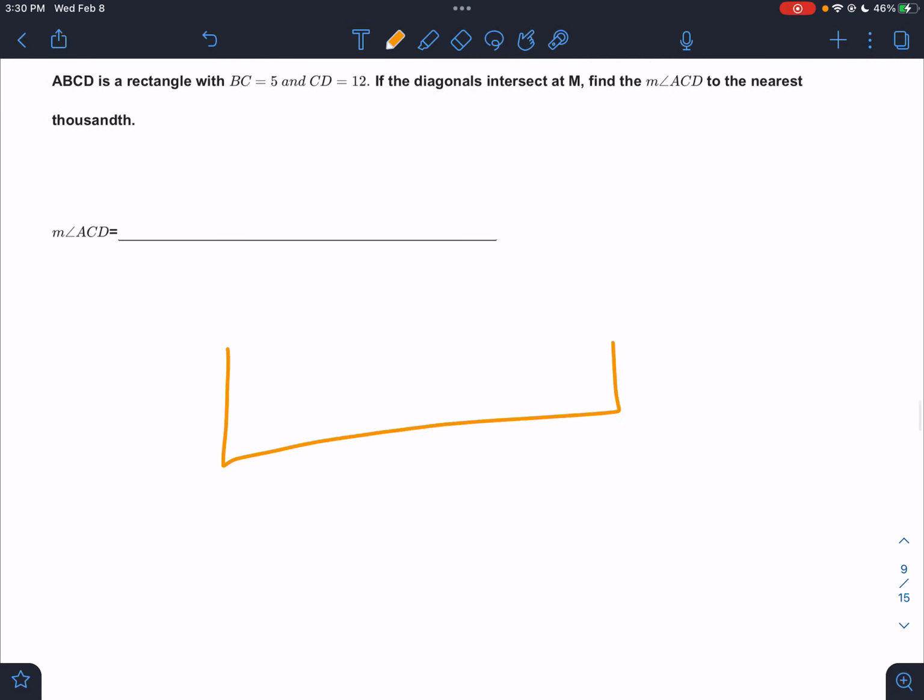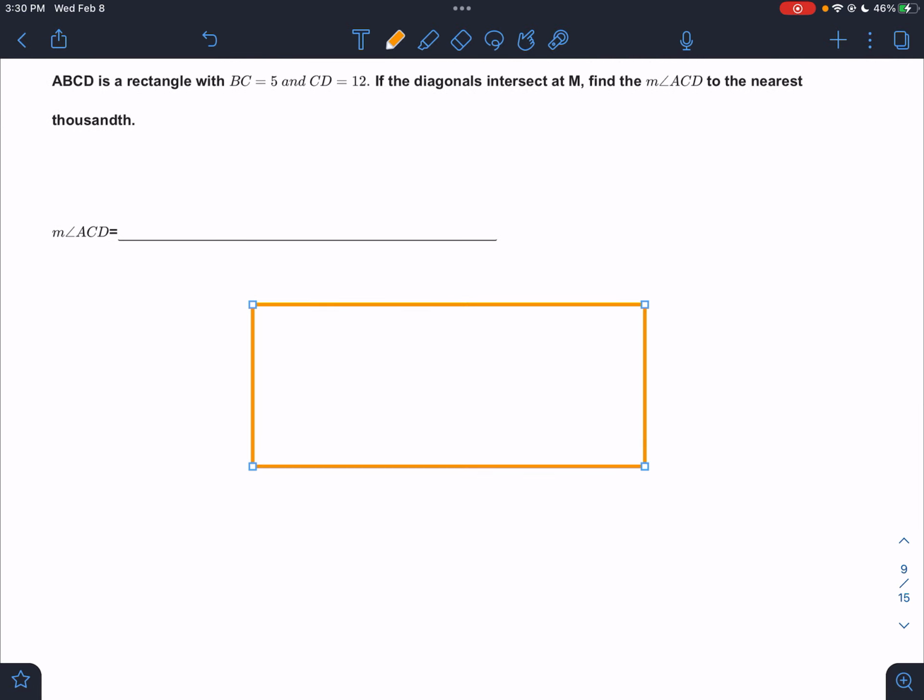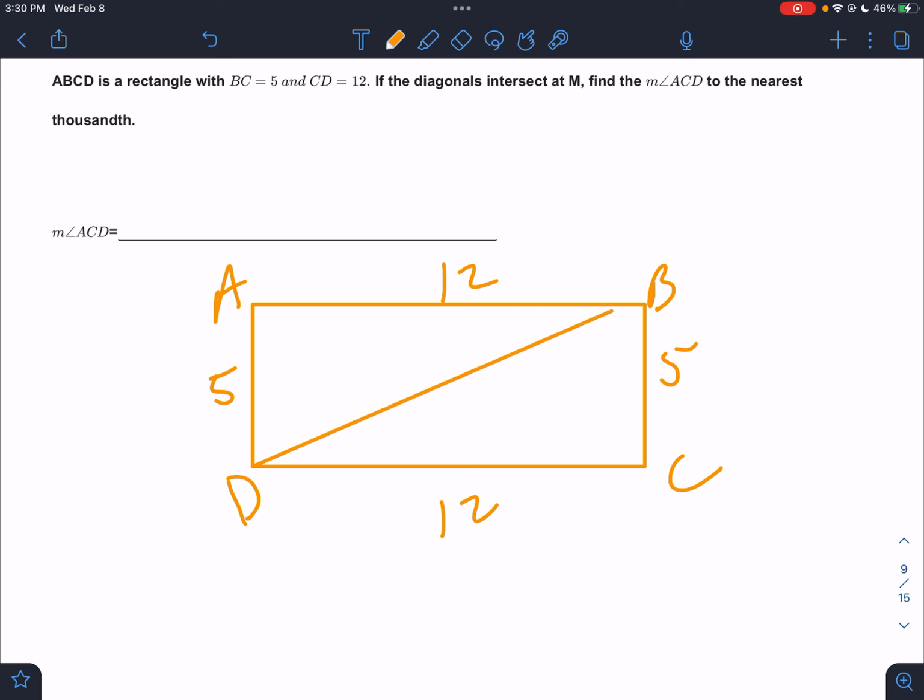ABCD is a rectangle. A, B, C, D. It says BC is 5, so this is 5. CD is 12, so this is 12. If the diagonals intersect at M, okay, let's look at this.